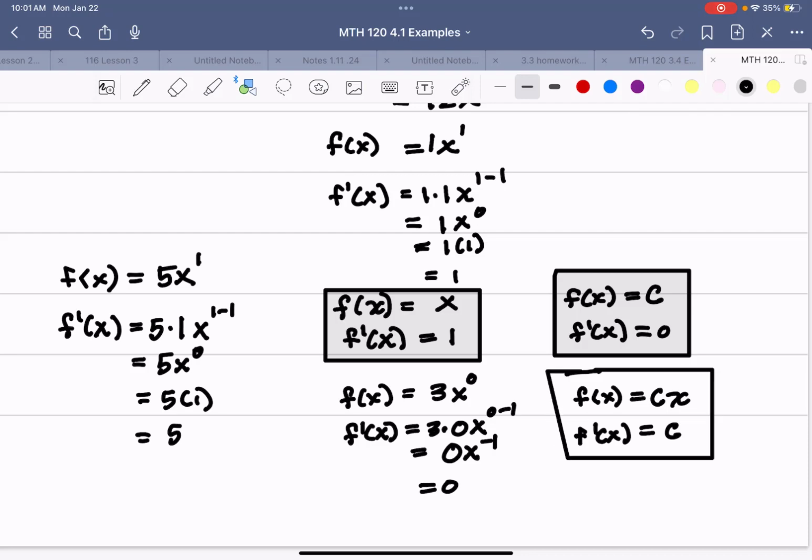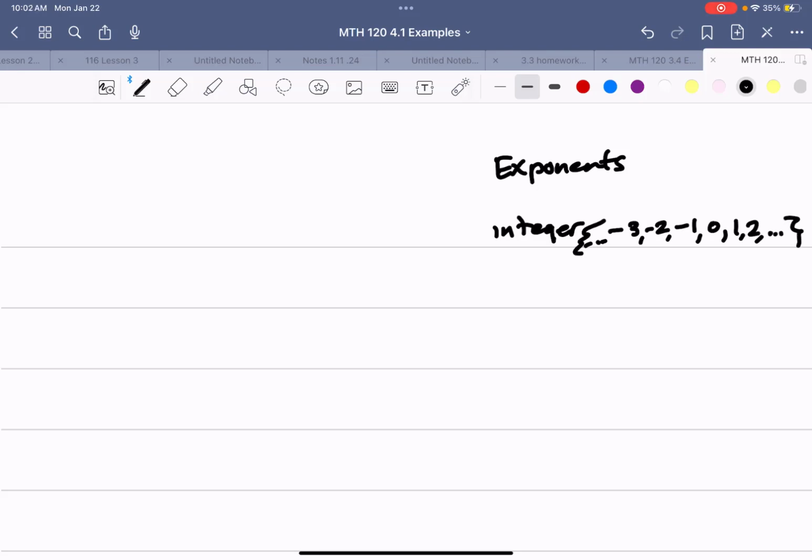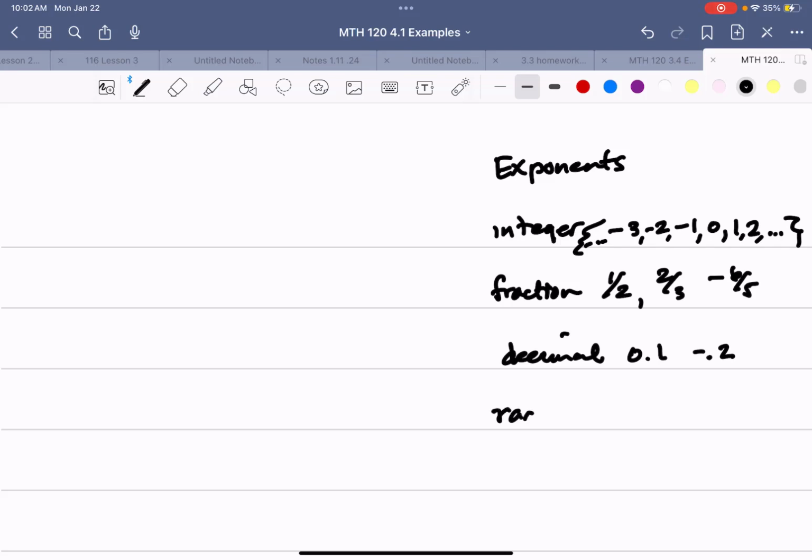So we can apply these to all kinds of exponents. So this will be true if your exponent is an integer. So here are the kinds of exponents we'll see. Integers, those are like negative 3, negative 2, negative 1, 0, 1, 2, etc. Can be a fraction. Can't write them all out, but you know, a half, 2/3, negative 6/5, any kind of a fraction. So we're going to do some fraction arithmetic. And of course, it can also be a decimal. 0.1, negative 0.2, etc. Okay, so we can have all kinds of exponents. And we also will have radicals. And when we have a radical, okay, we need to write our radicals with fractional exponents.